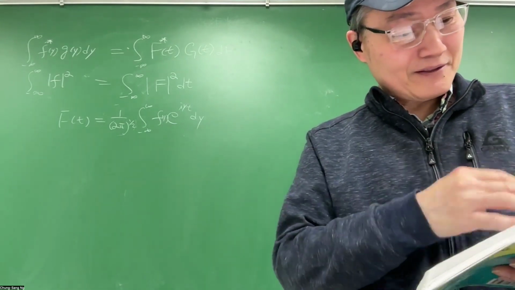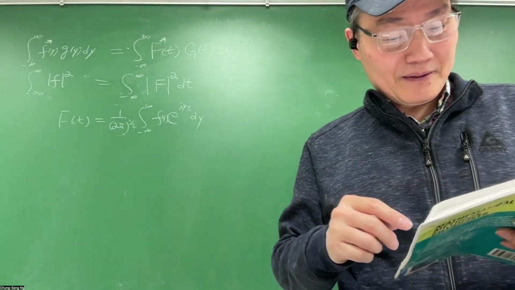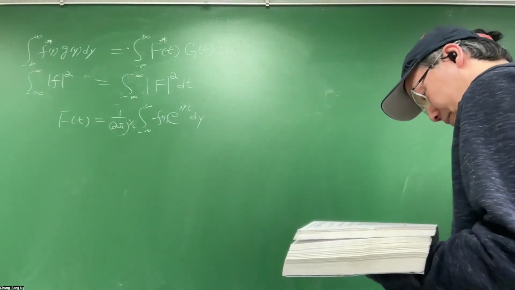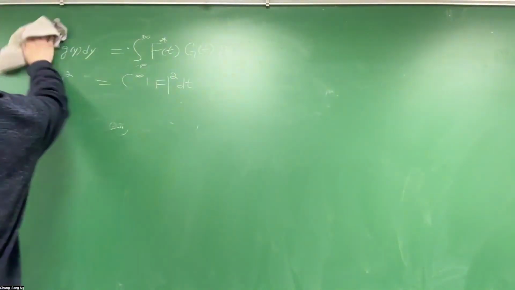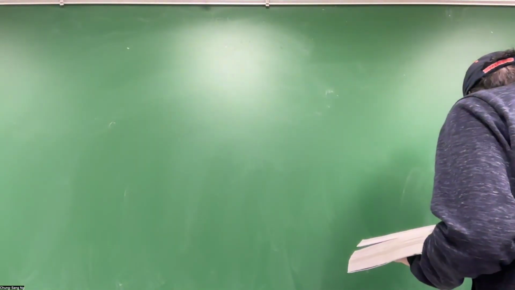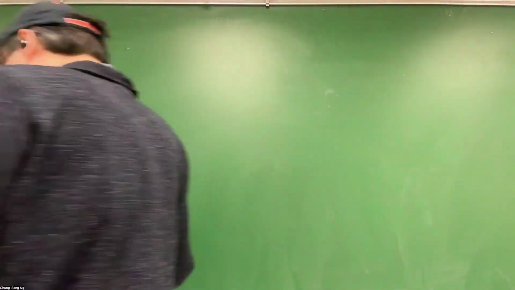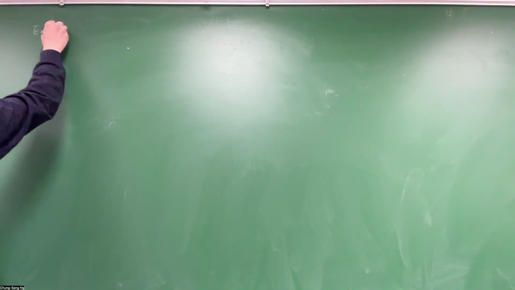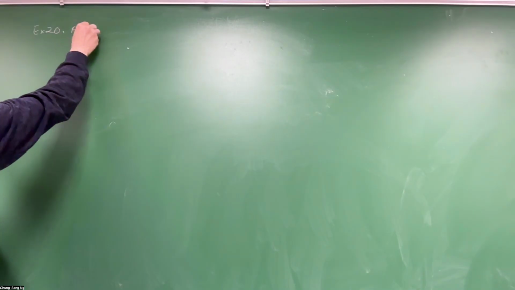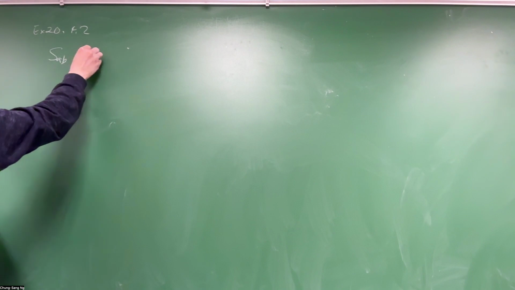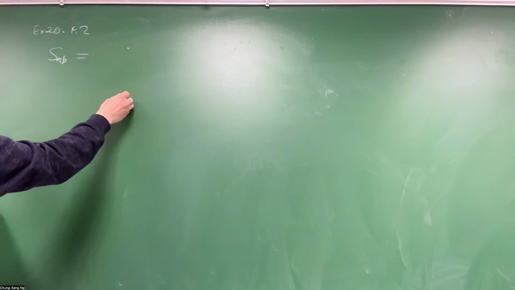Now the next one is 20.4.2. The definition is already similar to a convolution, except for a negative sign. This is the definition of the so-called overlap integral.